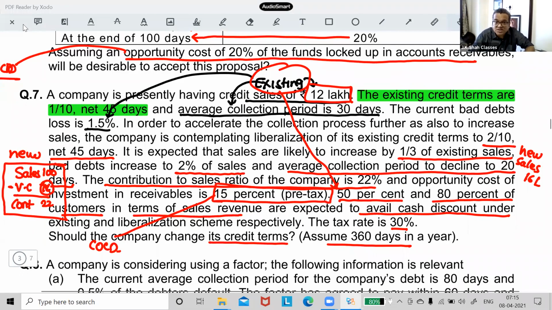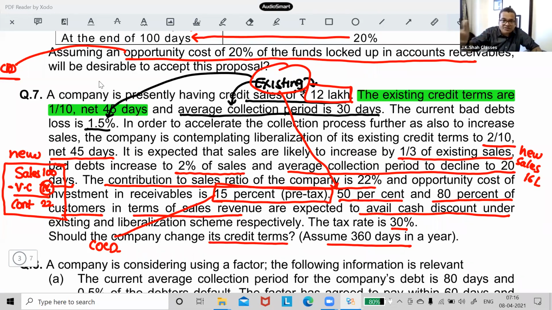It is given in the question that 50% customers and 80% customers in terms of sales revenue are expected to avail cash discount. It is written in the question. I just follow the question. I don't do anything on my own. I simply follow the question. It is written in the question that out of the total sales in the existing plan, 50% are going to go for discount. Correct? And how much is the discount in the first plan?